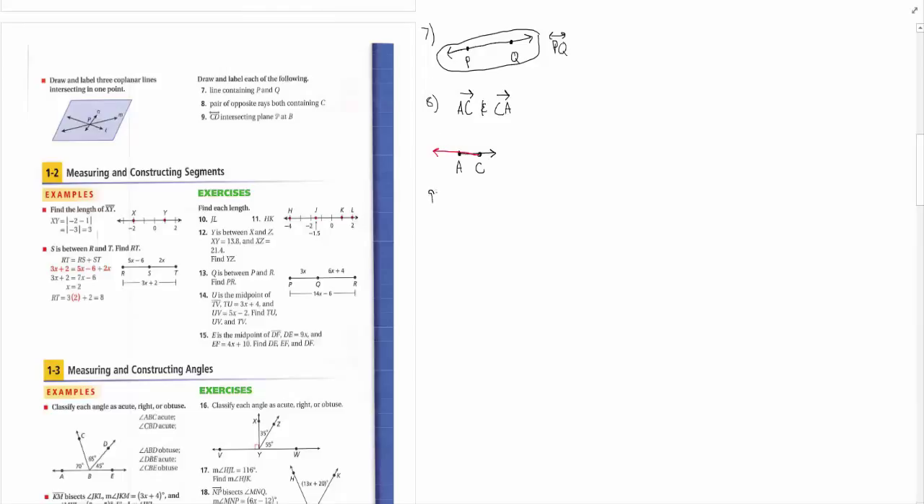All right, number 9. We want to label or draw line CD intersecting planes P and B. So this is the one where we have to draw the planes. You have to know that a plane extends forever, so your intersection will look like, I would say, a line segment, but you should know that it's not a line segment. So there are your 2 planes. There my planes intersect. So I'll draw the line in red here.